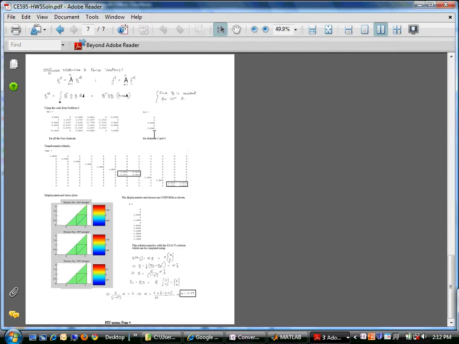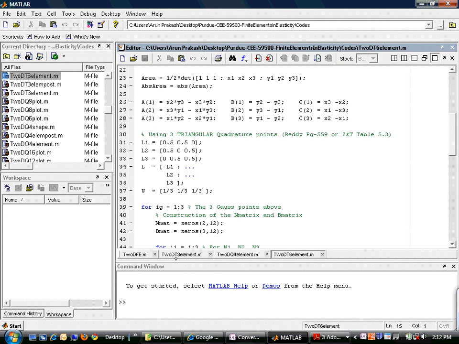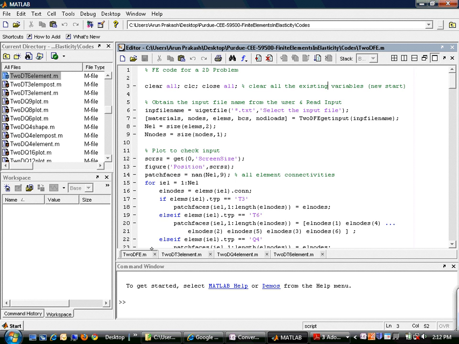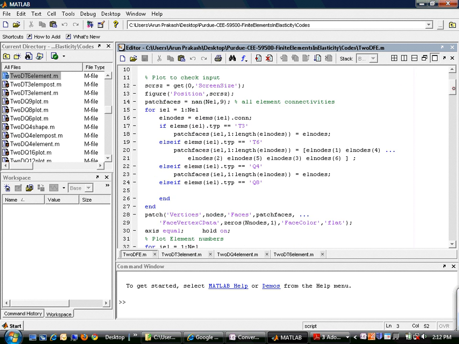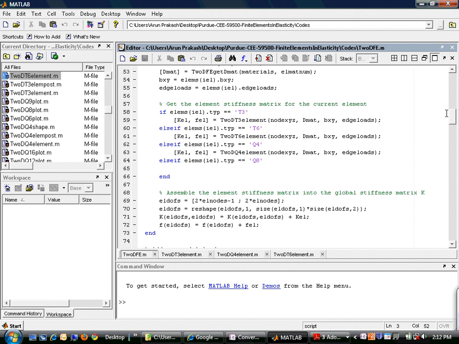So I actually coded this up using the same code that I provided you. Has anybody taken a look at all these codes? Now this code has all these elements. It has the T3 element, it has the quadratic T6 element, and it has the isoparametric Q4 element in there. So you can use any combination of those elements as long as you construct your mesh in such a way that your boundary matches up.